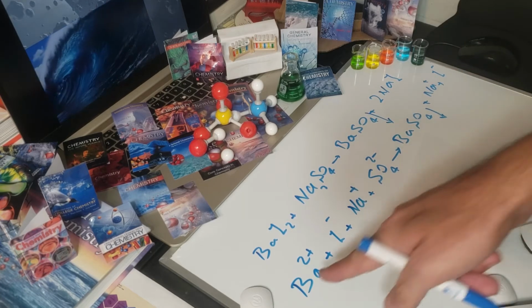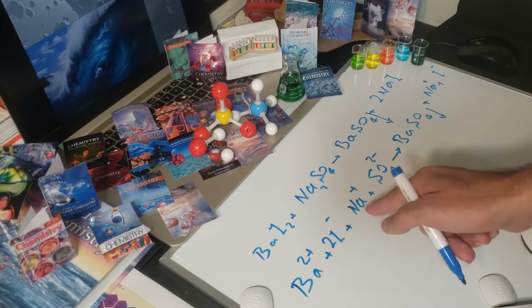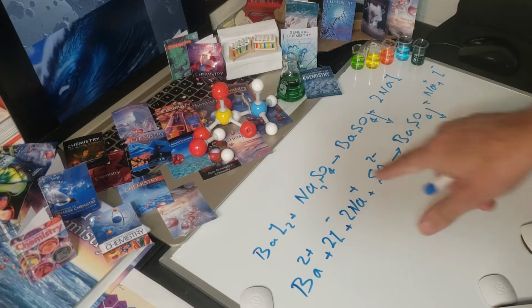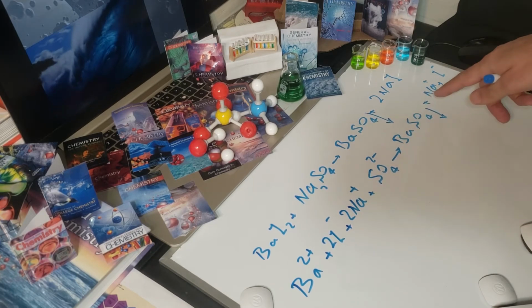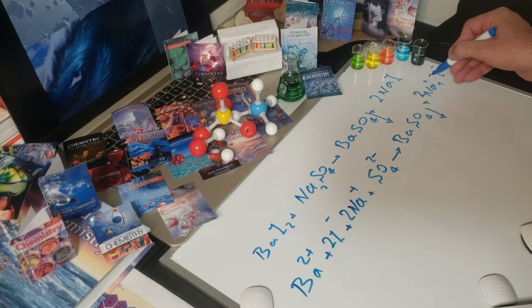Now I go about the numbers. 1 barium, 2 iodine, 2 sodium, because Na2 sulfate, there's just only 1. This one has 2 sodium, 2 iodine.